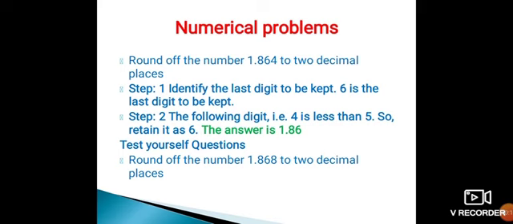Step 1. Identify the last digit to be kept. 6 is the last digit to be kept. Step 2. The following digit, that is 4, is less than 5, so retain it as 6. The answer is 1.86. Solve the problem based on the given examples.